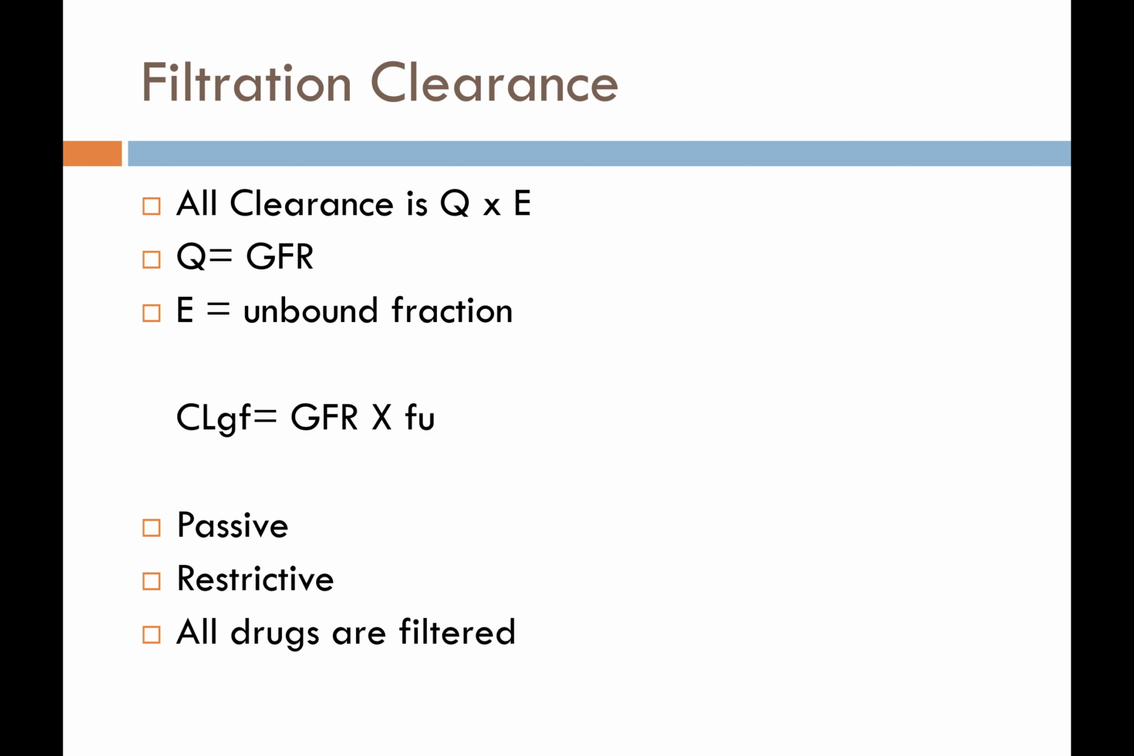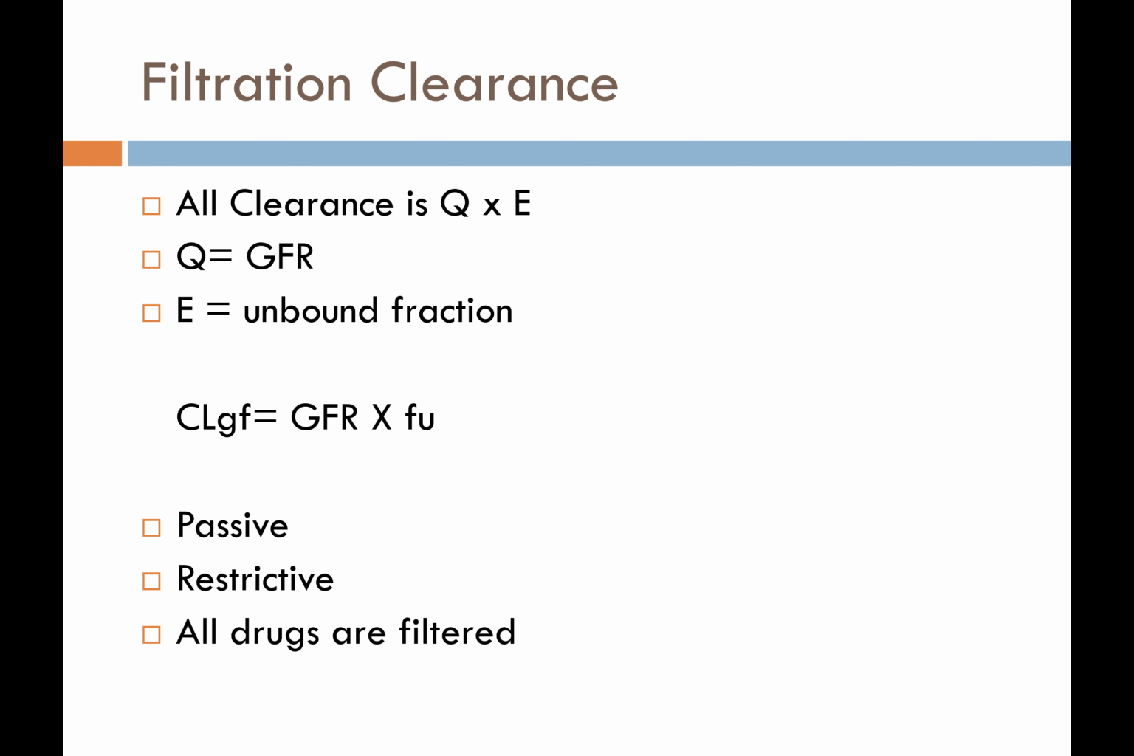It's passive because it depends on blood flow. It's not an enzyme that's pulling this drug. It solely depends on blood flow to bring the drug to the kidneys. And then it's restrictive because only the free drug can get cleared. If it's bound to albumin or another giant protein, that's not going to get cleared by the kidney. It's too big.